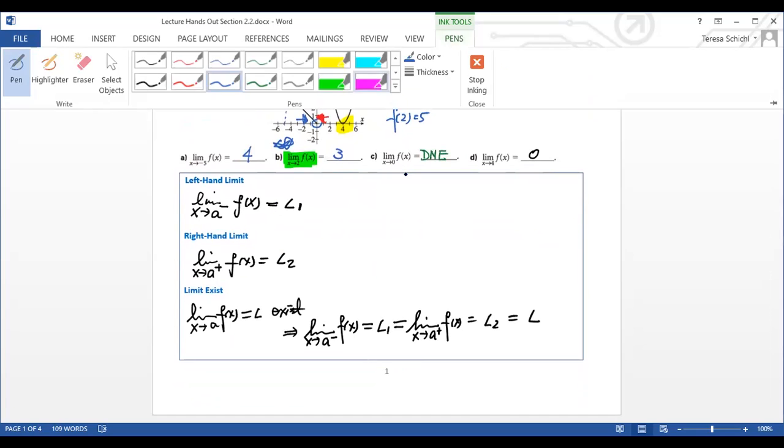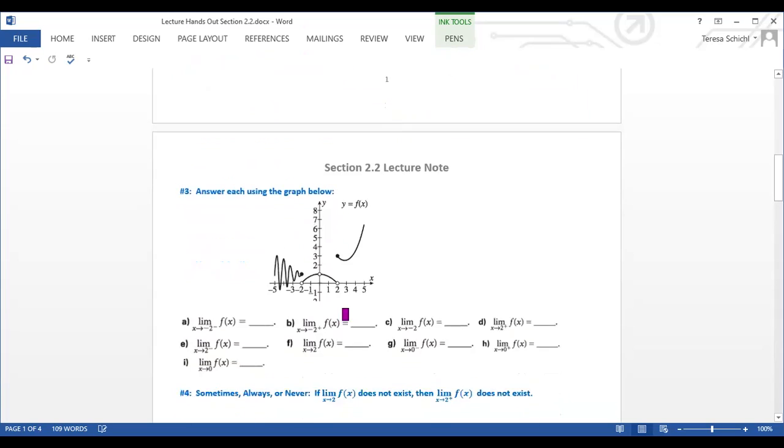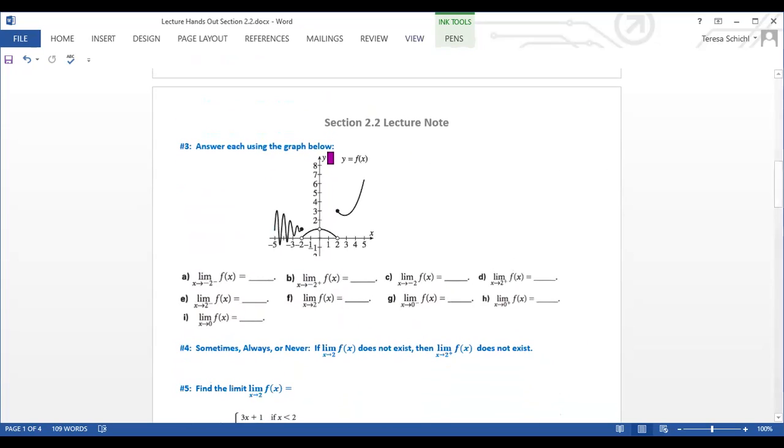So how do we define that the limit exists? That means your left-hand side limit has to be equal to the right-hand side limit, and they have to be the same number. All right, now let's take a look at these examples. After we do this, we should get pretty good ideas about the limit approaching from the left and from the right.